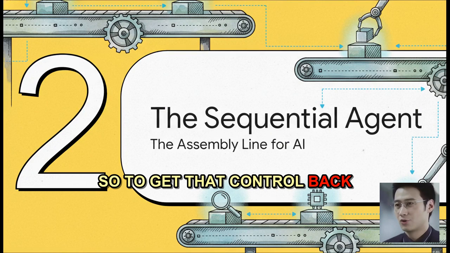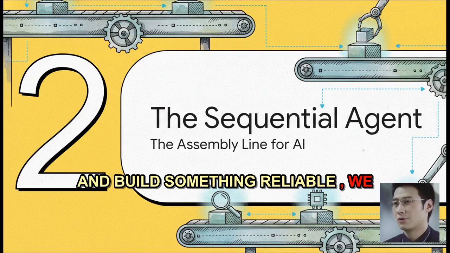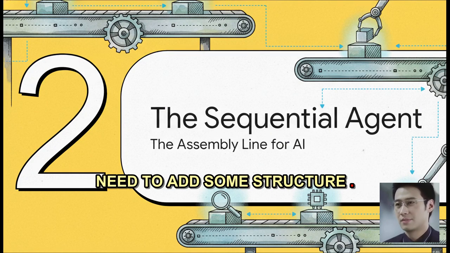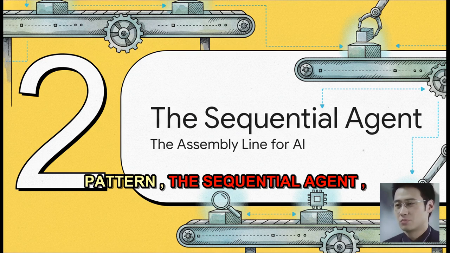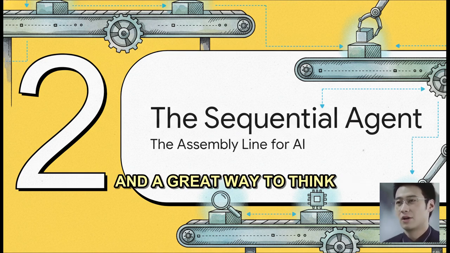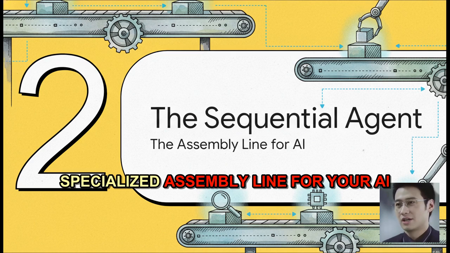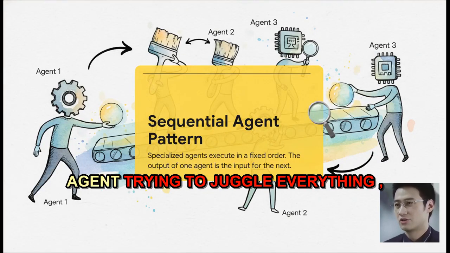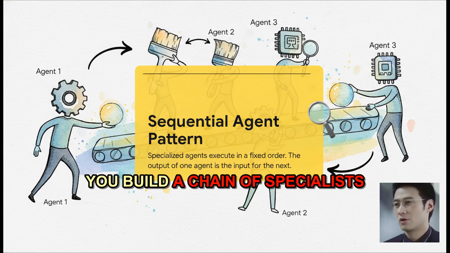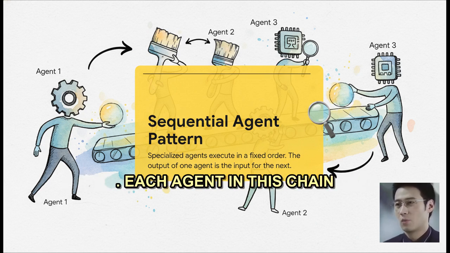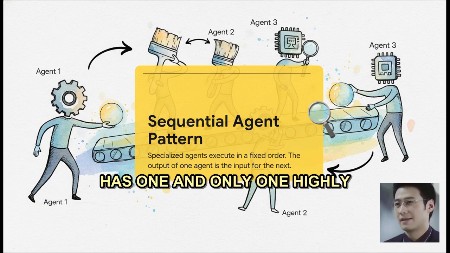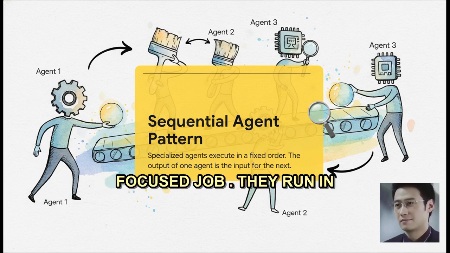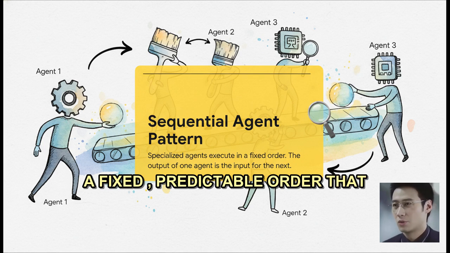So to get that control back and build something reliable, we need to add some structure. This brings us to our second pattern, the sequential agent. And a great way to think about this is like building a specialized assembly line for your AI. So instead of one generalist agent trying to juggle everything, you build a chain of specialists. Each agent in this chain has one and only one highly focused job. They run in a fixed, predictable order that you define.